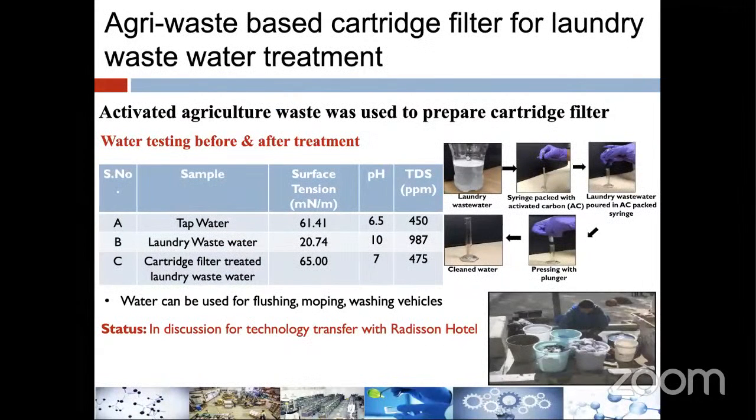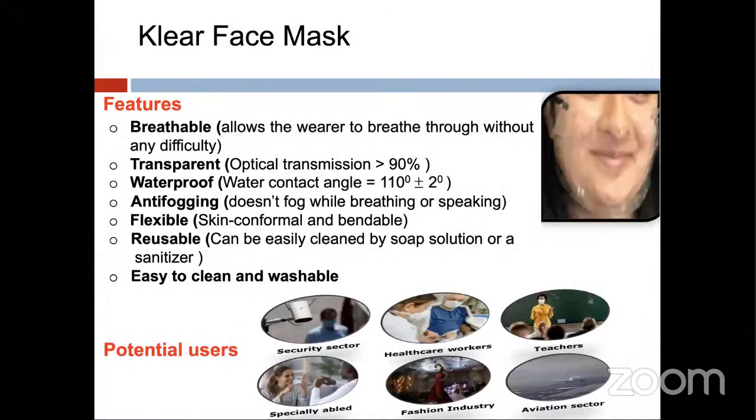Then agri-waste based filter, which we have prepared for laundry water. For example, in villages they don't have sufficient water, they rely on hand pumps or on a limited source of water. In that case, the idea is, can we use laundry water for some non-potable purposes? For example, flushing, mopping, washing your vehicles. So for that purpose we have developed some cartridges where you can reuse your water for different non-potable uses.